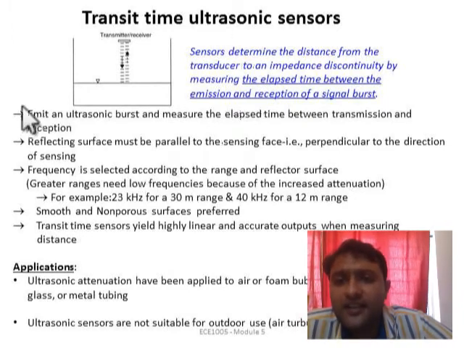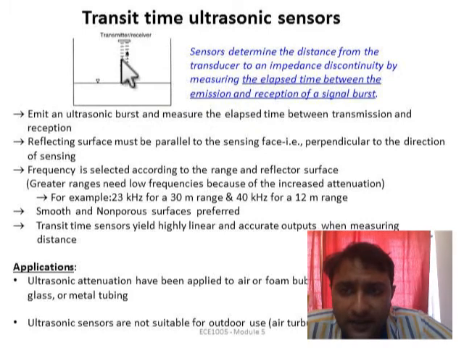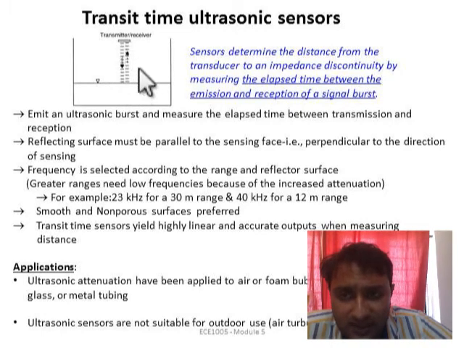This example talks about an ultrasonic transducer being used for level measurement. You have a transmitter and receiver here, and the time taken for travelling, if assumed as t, and the reflected time is also t here. The total transit time is calculated as 2t.